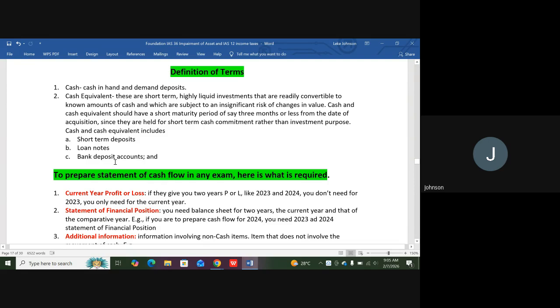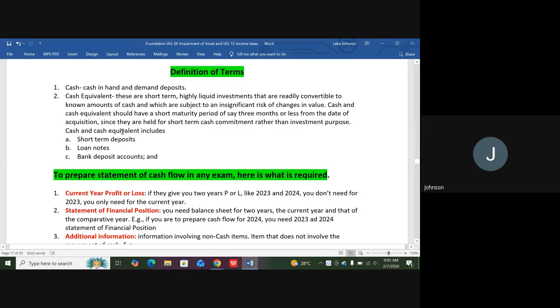So when we're talking about cash equivalent, we're talking about those things that are highly liquid, that can easily be converted to money. And for you to call something a cash equivalent, it must have a short maturity period. You can easily convert it into money. So the maturity period should not be more than 3 months or less from the date of acquiring it.